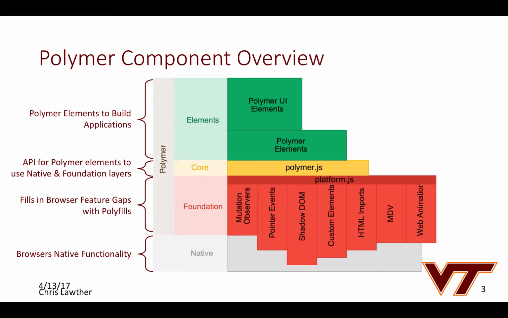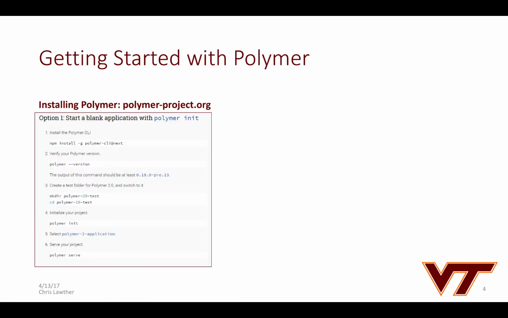Now that you understand the structure of how a Polymer app looks, let's take a high-level look at how to get started building a Polymer app. To get started with Polymer, it's best to start with the Google-provided documentation at polymer-project.org. On the Polymer project home page, you can select Try It Now and Install the RC, which is Install the Release Candidate, referring to the pre-release version of Polymer 2.0.